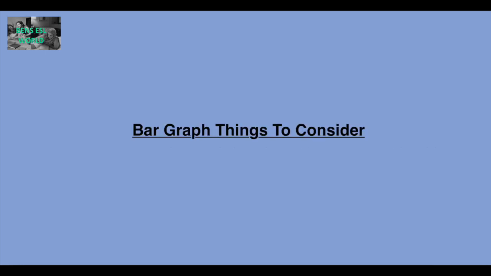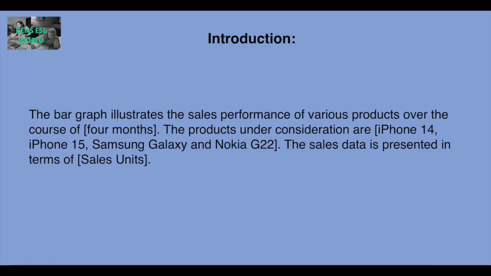Bar graph, things to consider. Introduction. The bar graph illustrates the sales performance of various products over the course of 4 months. The products under consideration are iPhone 14, iPhone 15, Samsung Galaxy and Nokia G22. The sales data is presented in terms of sales units.